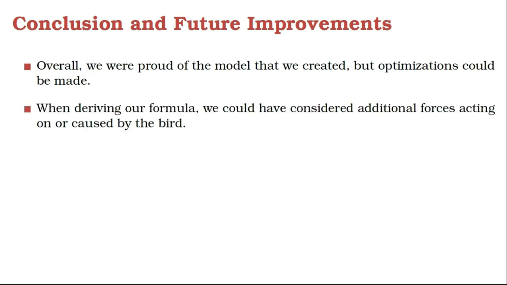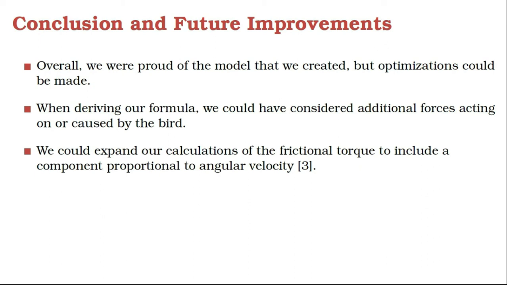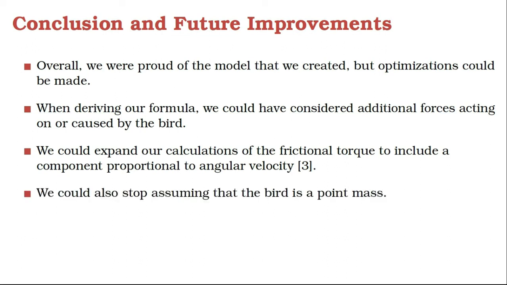First of all, we could have considered a number of additional components of force, such as air resistance and acceleration of the bird. The bird's acceleration could be modeled in two different ways, constant acceleration and variable acceleration. Also, the resistant torque could have been more accurately modeled with a component proportional to angular velocity as well as a constant component. Assuming that the bird is not a point mass could have also more accurately given us the moment of inertia of the bird through integration and allow for better calculation of air resistance.